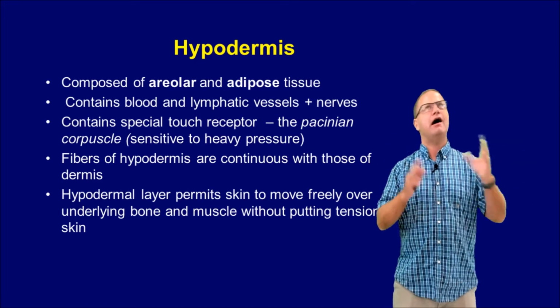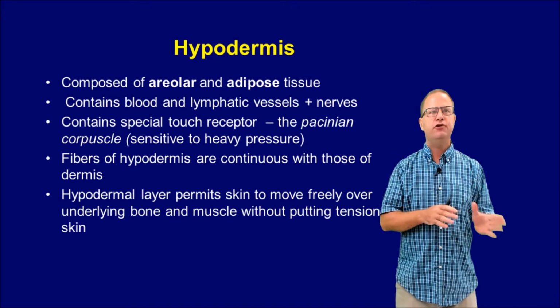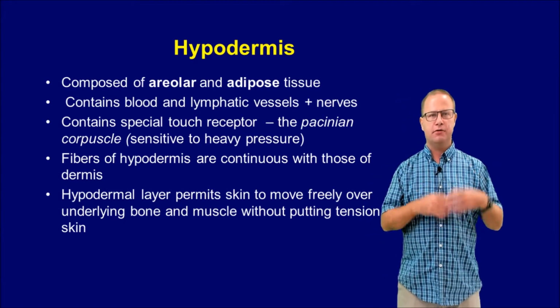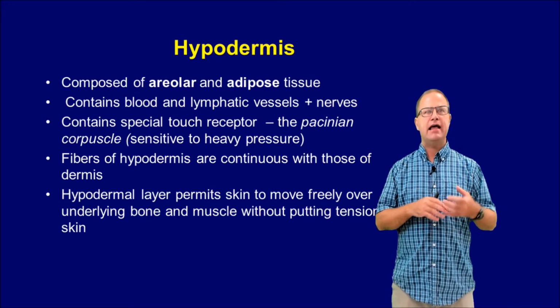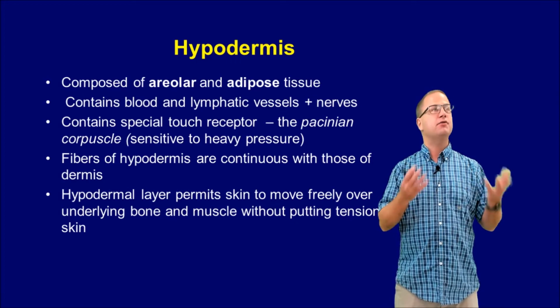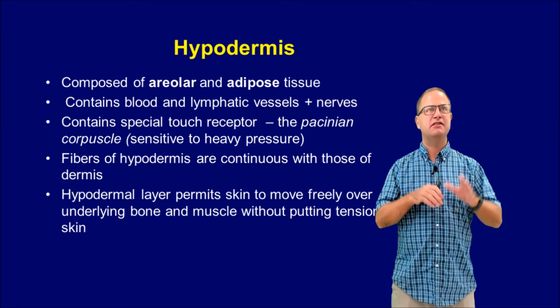Okay, the next layer below the dermis is called the hypodermis. Now, remember, the hypodermis is not technically part of the skin, but we're going to cover that now. So the hypodermis is composed of a little bit of areolar tissue, but a lot of adipose tissue. Adipose tissue is fat tissue. It has a lot of blood and lymphatic vessels as well, and a lot of nerves.